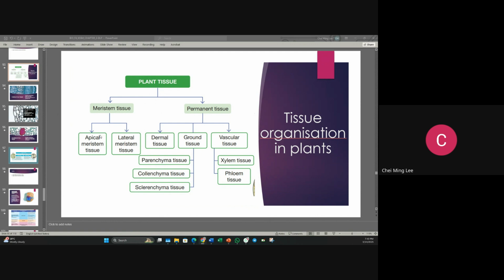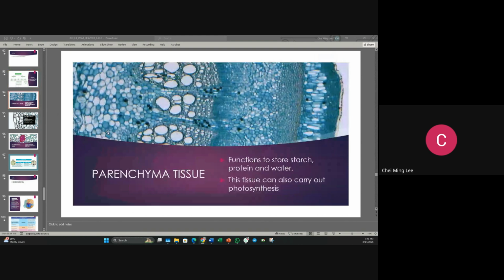Okay. All right. So let's see the next one. The first one, parenchyma tissue. The function is to store starch, protein, and water. They can also carry out photosynthesis. That's why you see there are a lot of vacuoles there. The vacuole is big for this one because the main function is storage. Right? Okay. All right. Jot this down.